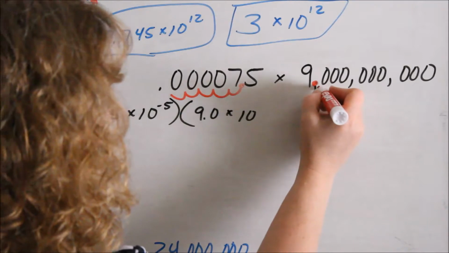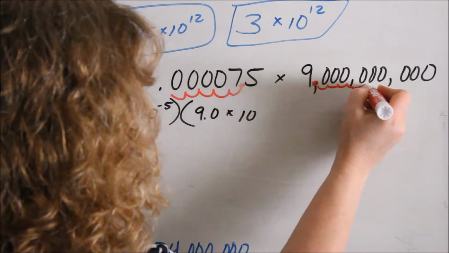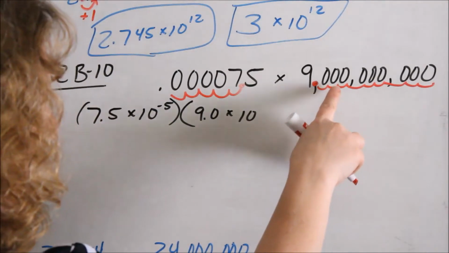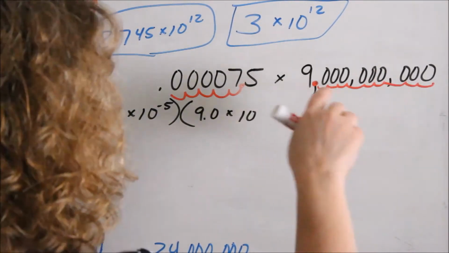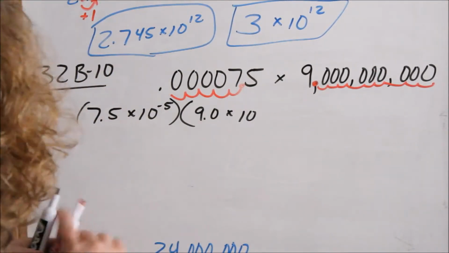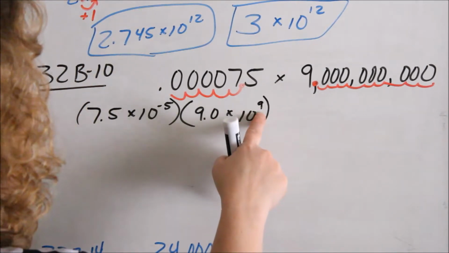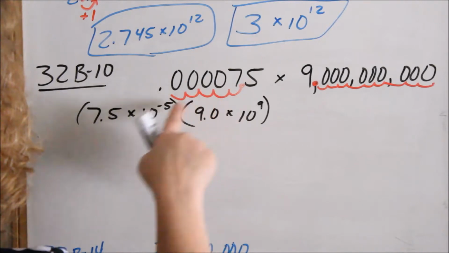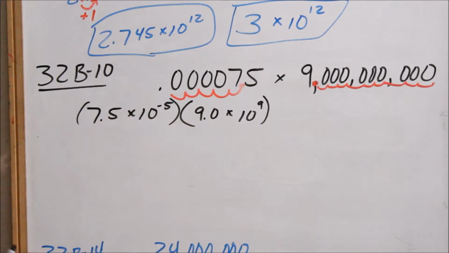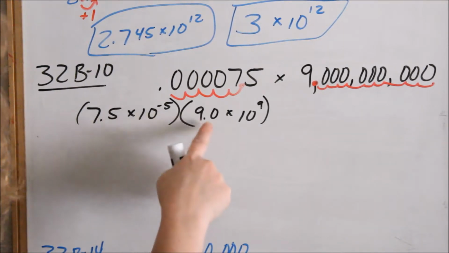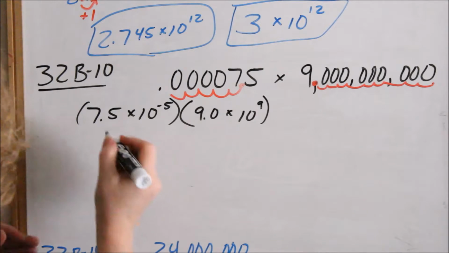And then count over 1, 2, 3, 4, 5, 6, 7, 8, 9. I also like to count my zeros. 3, 6, 9. Because there's 3 numbers in between every comma. So that would be times 10 to the 9. Remember, large numbers are positive exponents. Decimals are negative exponents. So now I just want to regroup because this means 7.5 times 10 to the negative 5th times 9 times 10 to the 9th.